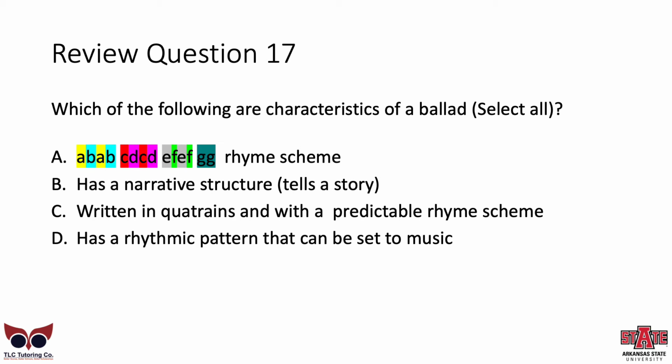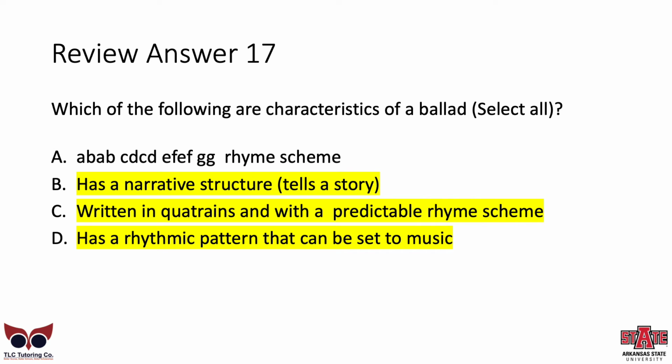Which of the following are characteristics of a ballad? Select all that apply. A: AB, AB, CD, CD, EF, EF, GG rhyme scheme. B: Has a narrative structure and tells a story. C: Written in quatrains with a predictable rhyme scheme. D: Or has a rhythmic pattern that can be set to music. Remember, select all that apply.